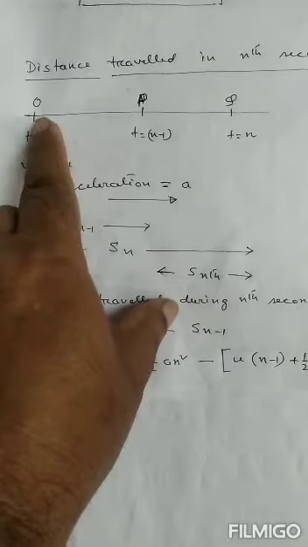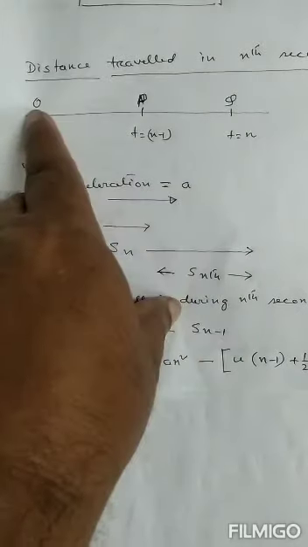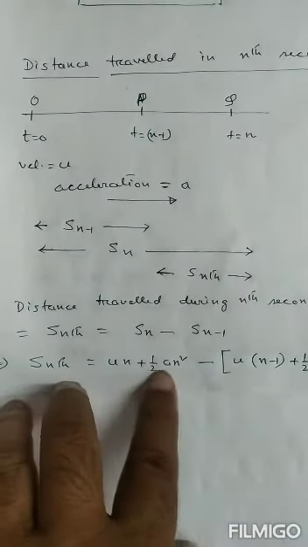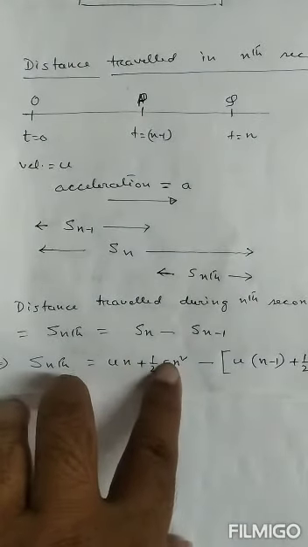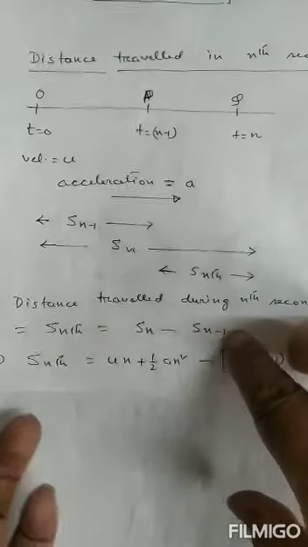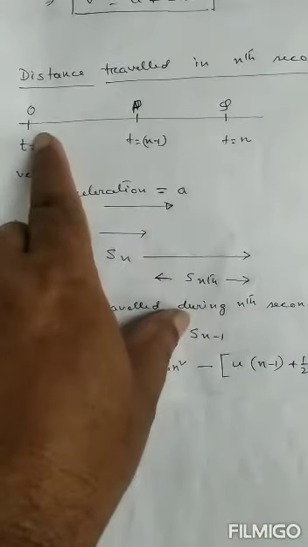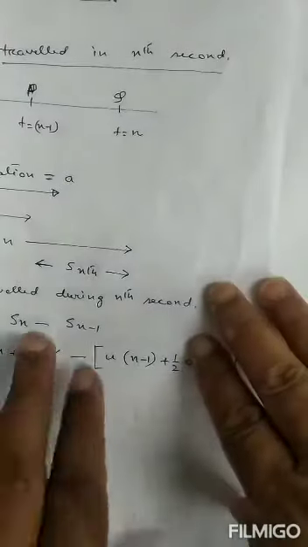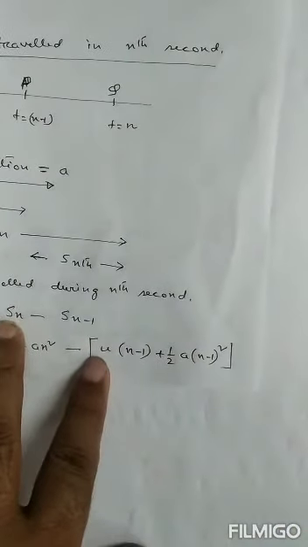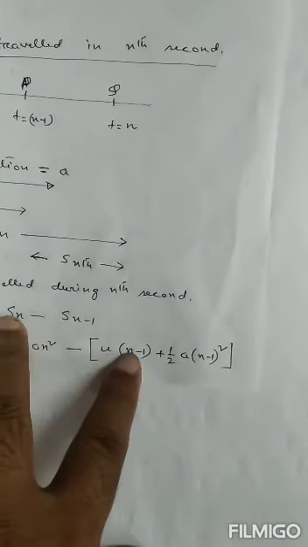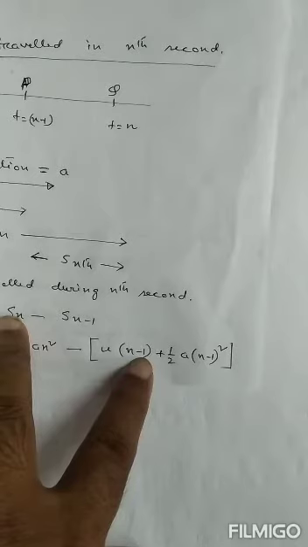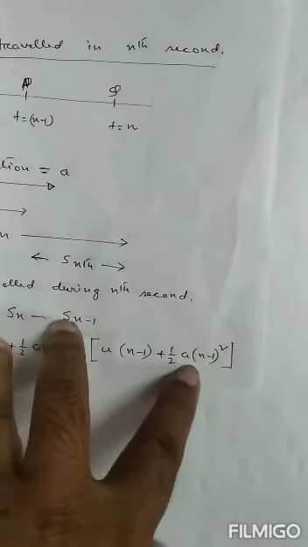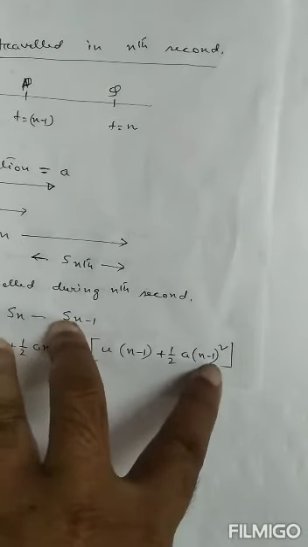What is the time travelled from O to Q? It is n seconds, so in place of t I put n: un plus half an square. What is Sn minus 1? This is the distance travelled during the interval 0 to n minus 1 second. So again I use the equation S is ut plus half at square. In place of t, I put n minus 1: u into n minus 1 plus half a n minus 1 whole square.